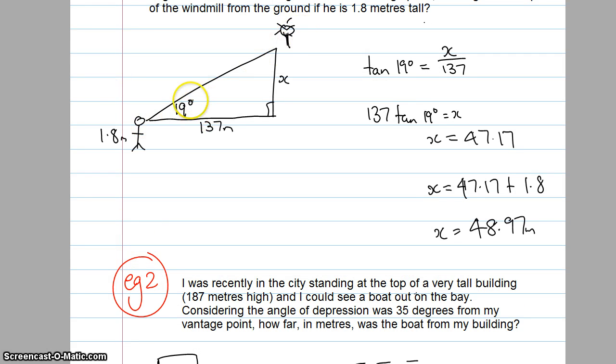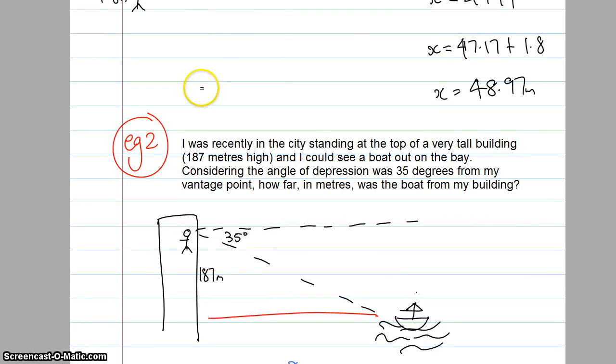Okay, so just to sum up, elevation is looking from the person's eye up to the object, so that angle in there, and depression is from the person's eye straight out onto the horizon and then down to the object, that angle of depression in there. Most people will make the common mistake of this one being the angle of depression, but it's not.